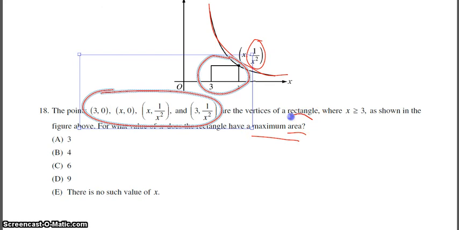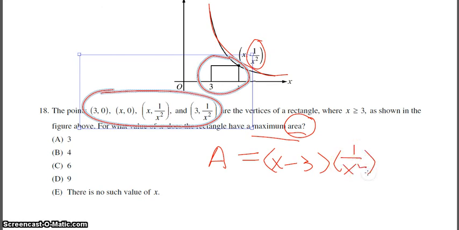Okay, so first write what's the formula for area? Well, you have a rectangle there. The area is base times height. The base is x minus 3. What's the height? The height is bounded by that function, 1 over x squared. So if you expand it, it's very simple. It's just 1 over x minus 3 over x squared. So that's your A. And now to maximize the area, you take the derivative of that.